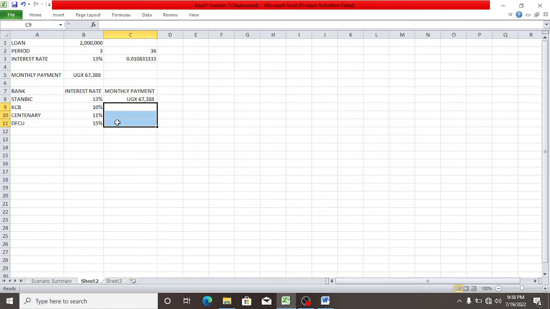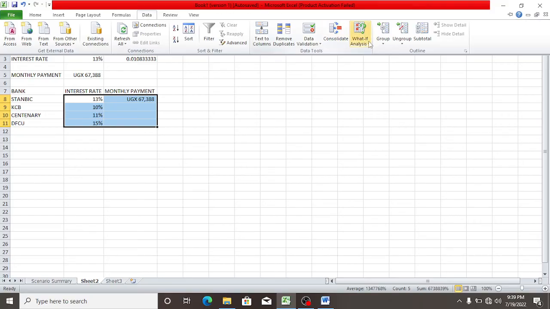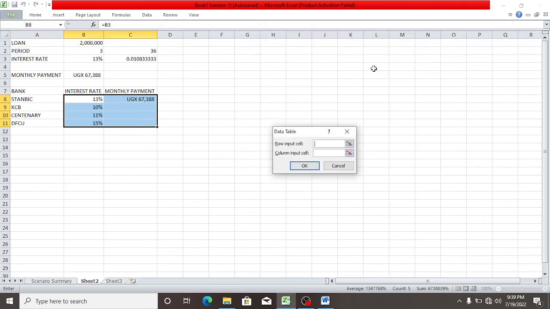Okay, now my task is to find these three. How do we find them? Using data table. Okay, I'm going to first highlight. Now where do we find data table in Excel? So just go to Data, and then What-If Analysis, then the drop-down is here, Data Table. So you have to ask yourself, what am I changing? It is the interest rate, it is the one which is changing.